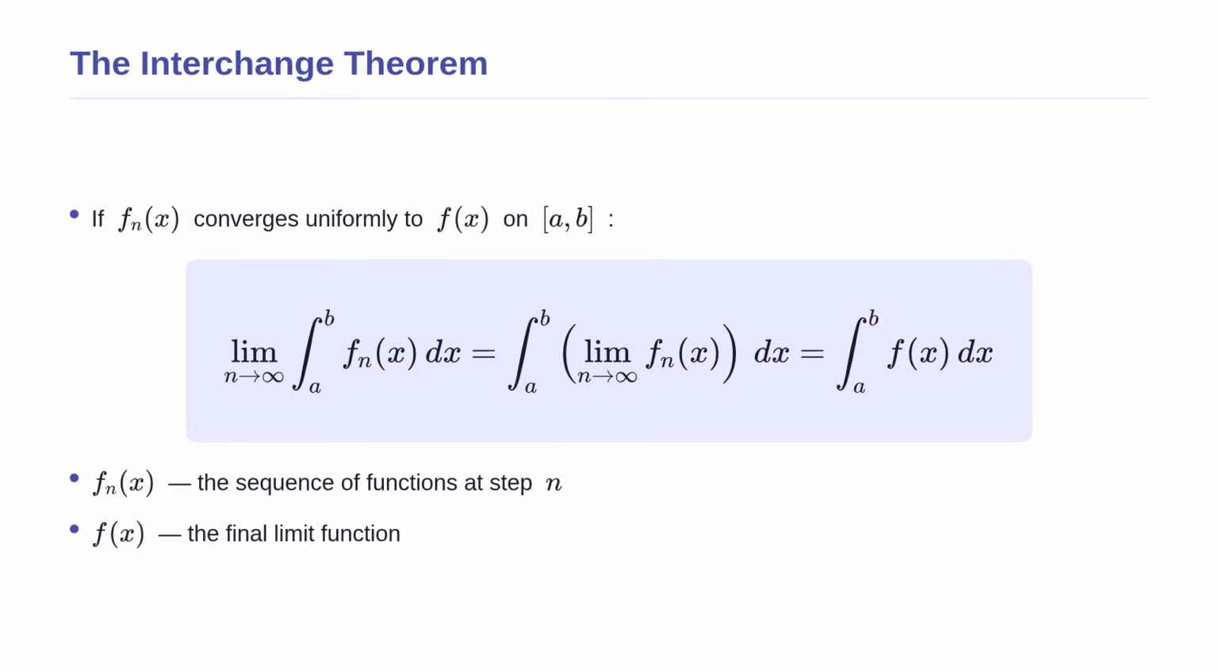Now that we understand the requirement, here is the mathematical representation of the interchange theorem. The expression on the far left represents taking the integral, or the area, of the sequence first, and then finding the limit of those area values. The expression on the far right represents finding the limit function first and then calculating its integral. The middle shows the actual interchange step, moving the limit inside the integral sign. This swap is perfectly legal, and the two outer expressions are exactly equal, as long as the sequence converges uniformly to the limit function. If this condition is met, you can choose whichever calculation is easier.